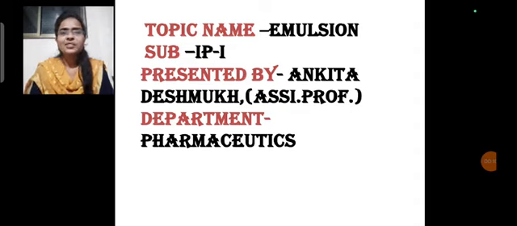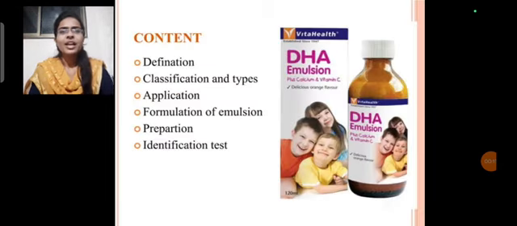Today, we are delivering the topic Emulsion from the subject Industrial Pharmacy. In that, we can see the following contents. First one is the definition of emulsion, second is the classification and type of emulsion, then application of emulsion, then formulation and preparation of emulsion, and last one is the identification test.